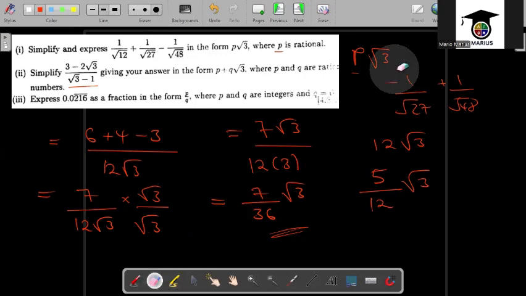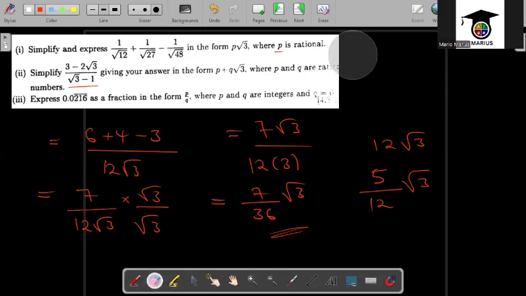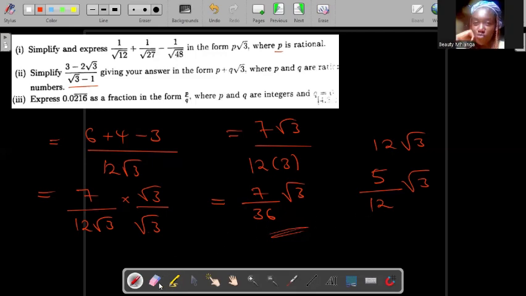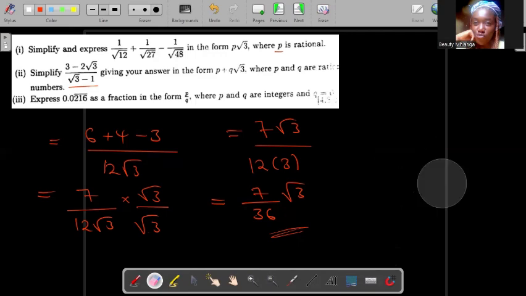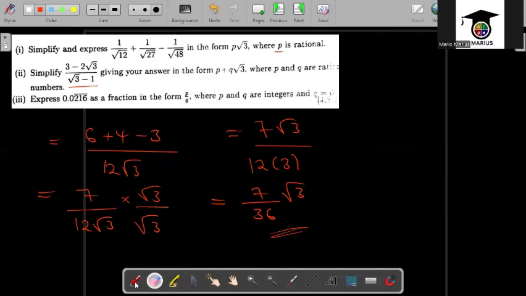But you are not supposed to get a 12 there. You're supposed to be getting a 36. Either way, this here has to be a 36. So there's somewhere where it is not happening rightly. So just try to compute it again. You get 5 over 36 root 3. All right. Okay. So that's how you do it when you're just making it feel like that.